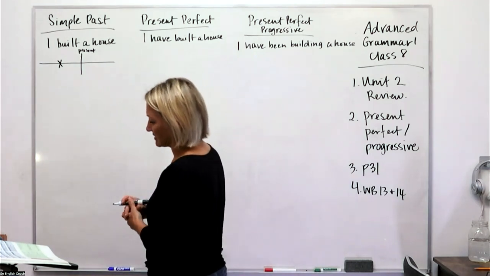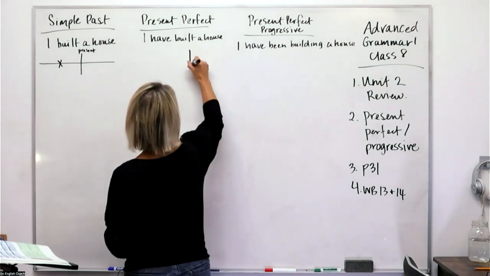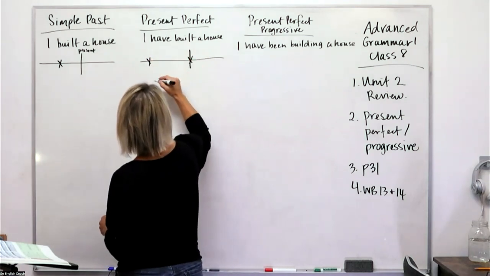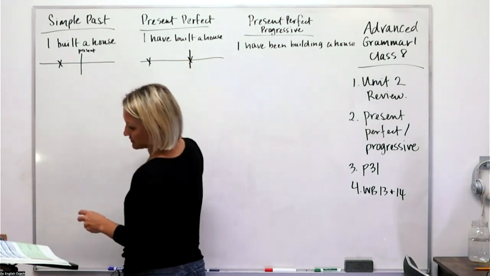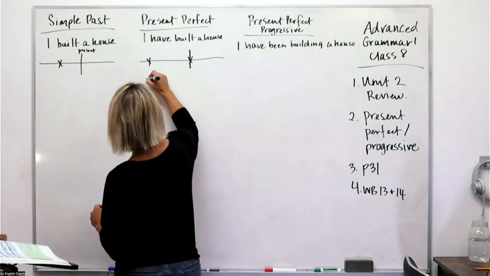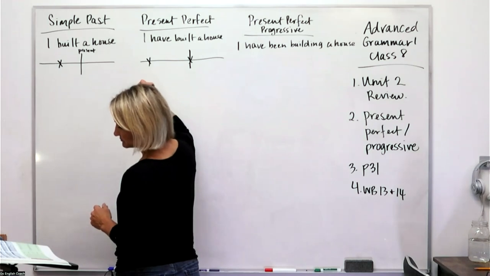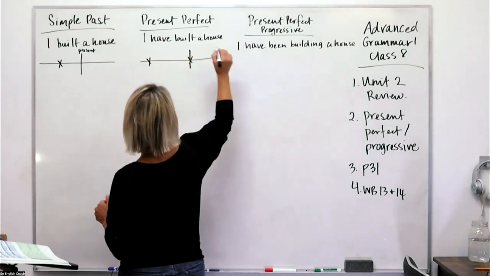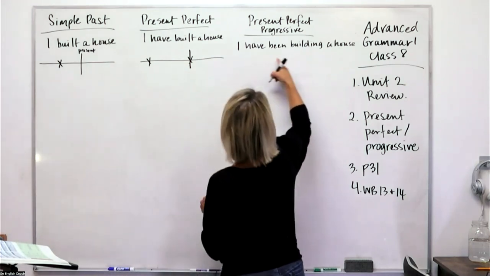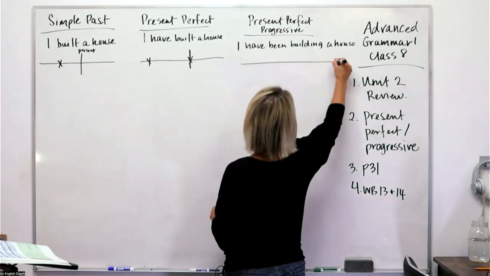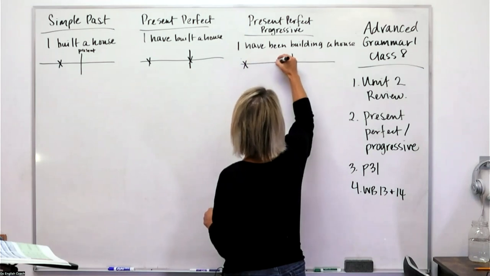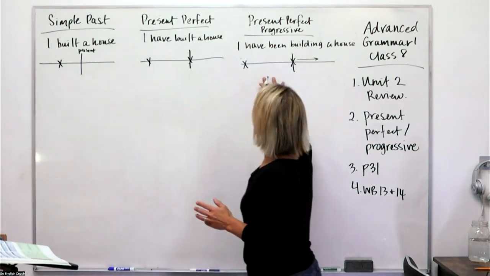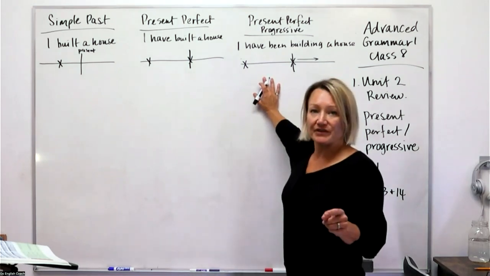Present perfect is something like this that starts in the past and continues to today. Or it might have ended in the past as well. Let's see. I have built a house. So it started in the past and maybe it didn't get finished. So I have built a house is something that is done. I have been building a house. This is present, started in the past, and it's continued to today, and it's probably going to go into the future, okay? And we usually discuss a period of time with that as well.